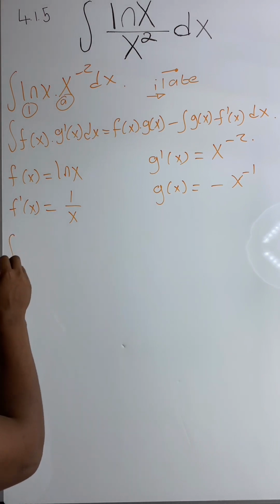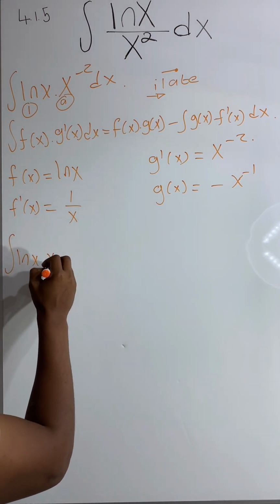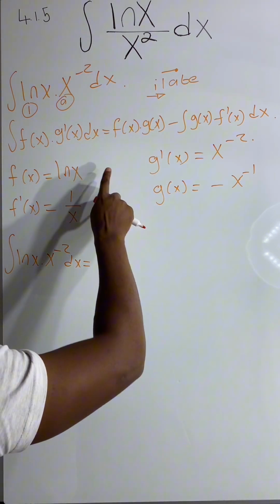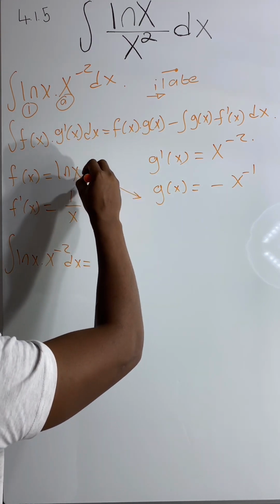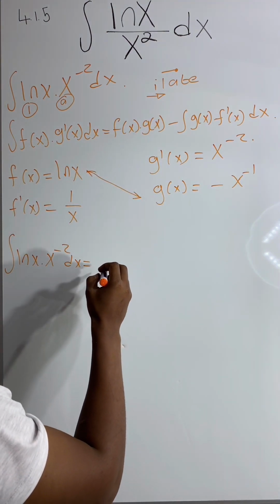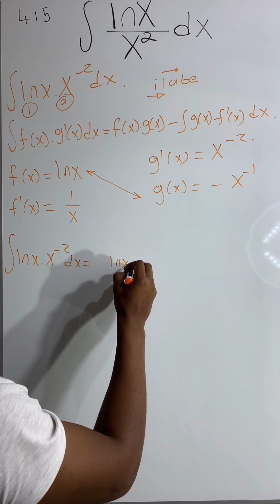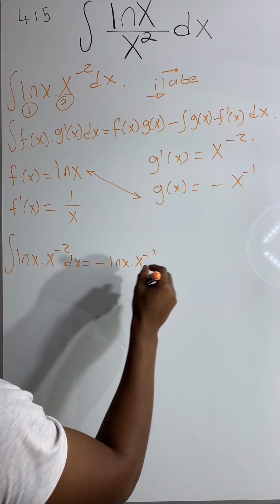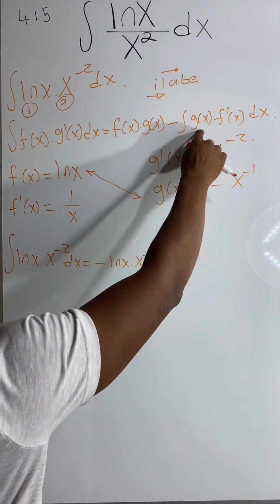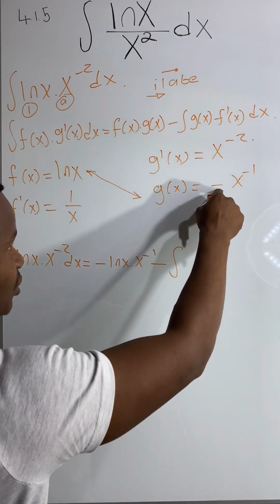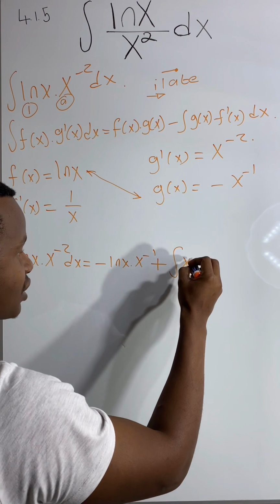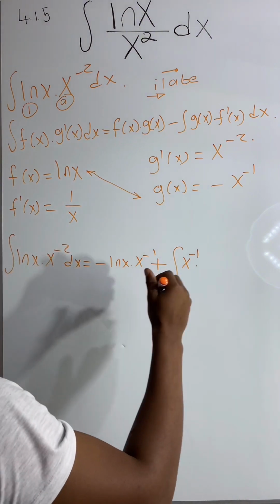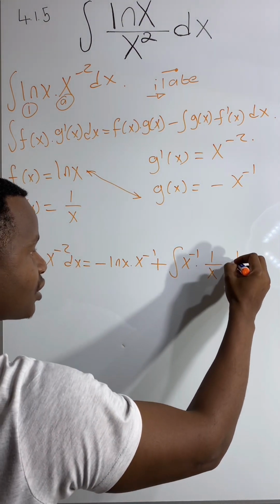And from here we can substitute, so we have the integral of ln of x multiplied by x to the power -2 dx is equal to f of x multiplied by g of x. Our f of x is ln x, and our g of x is negative x to the power -1. So we have ln x multiplied by negative x to the power -1. So that negative, we put it there, minus the integral of g of x, which is negative x to the power -1. So that negative multiplied by this negative would be positive, and multiplied by f prime of x. So our f prime of x is 1 over x dx.